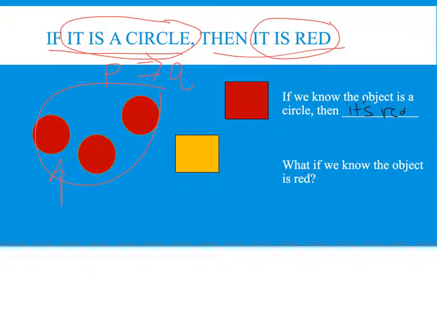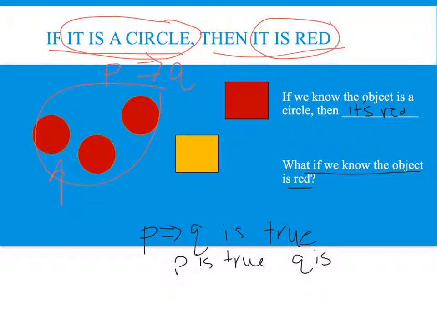So what do we know if the object is red? Well, we can't claim anything. So it doesn't go backwards. If you know that P implies Q is true, so if it is a circle, then it's red, and we know that it's a circle, then it's red. So if P is true, Q is true.